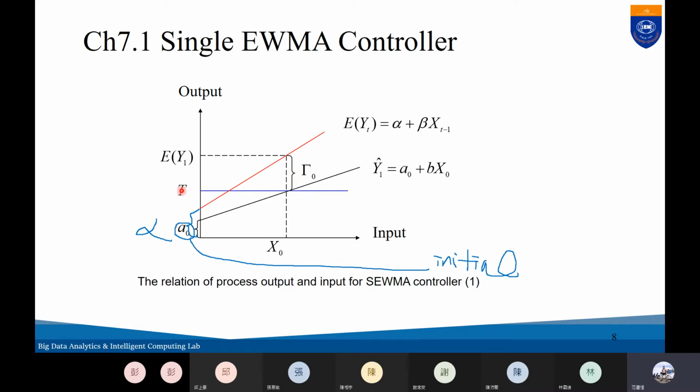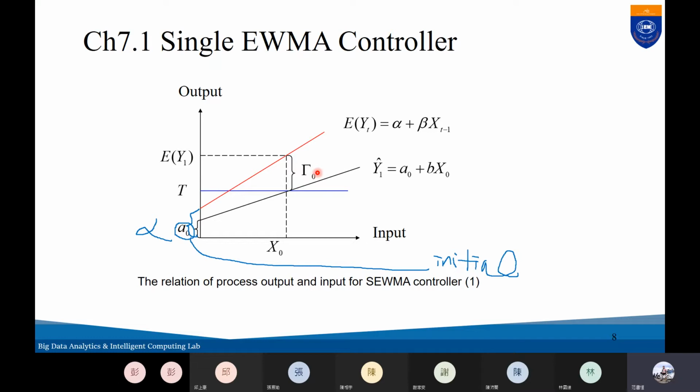So we expect this is the target. If this is the target, the true xt, x0 should be right here. However, we cannot do that. Why? Since we never know what the true response is. Then we assume it is right here. However, this is only an estimate. The true response is right here. So this is the initial value.